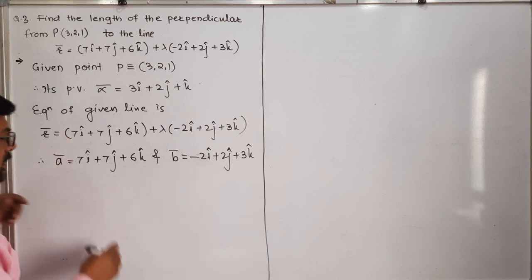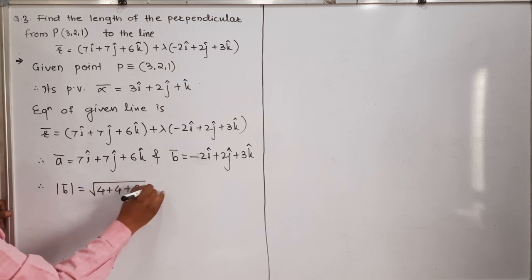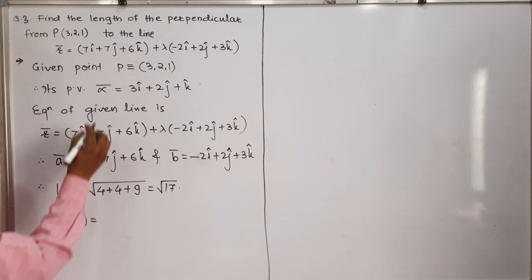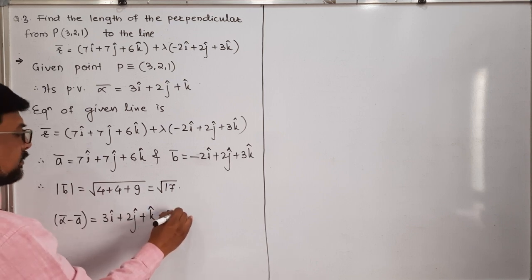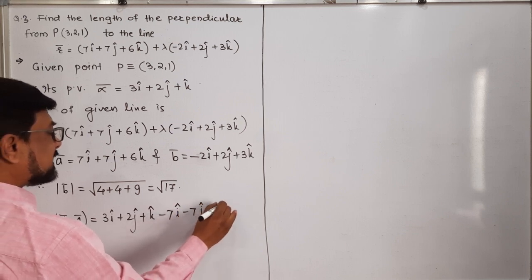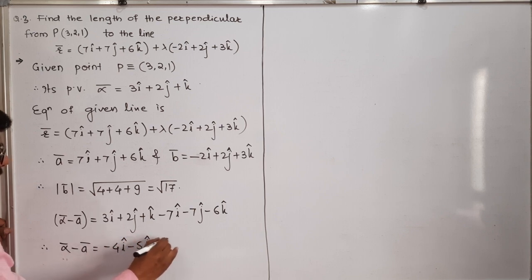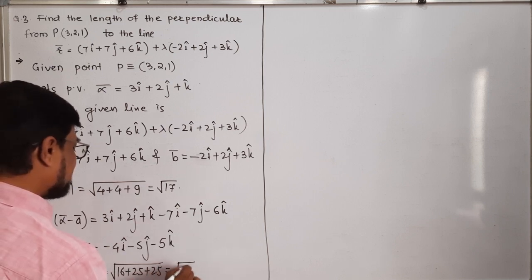Since B vector is given, we will also find its magnitude. Therefore, magnitude of B vector is equal to under root of 4 plus 4 plus 9, that is equal to root of 17. Now alpha vector minus a vector is equal to 3i cap plus 2j cap plus k cap minus 7i cap minus 7j cap minus 6k cap. Therefore, alpha vector minus a vector is equal to minus 4i cap minus 5j cap minus 5k cap. Therefore, magnitude of alpha vector minus a vector is under root of 16 plus 25 plus 25, that is equal to root of 66.